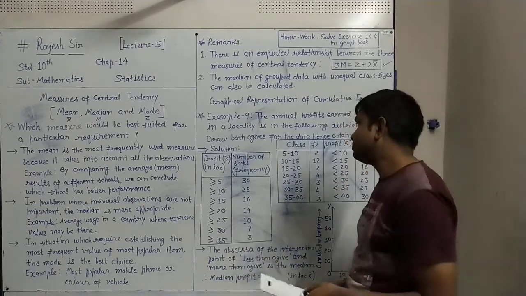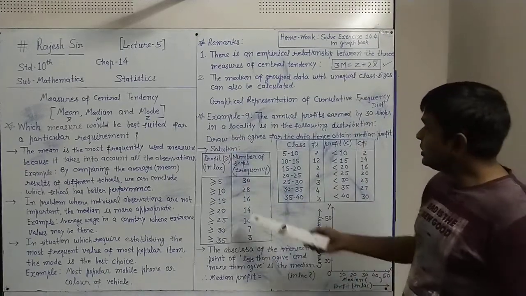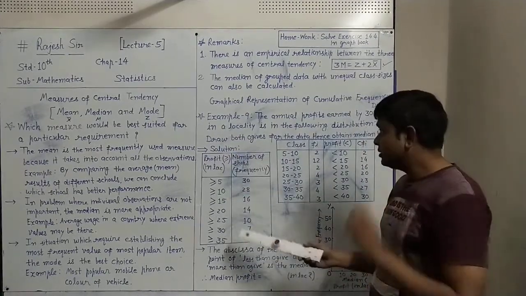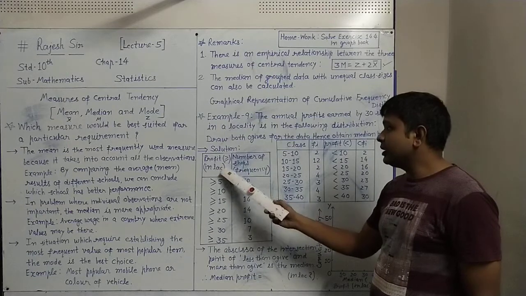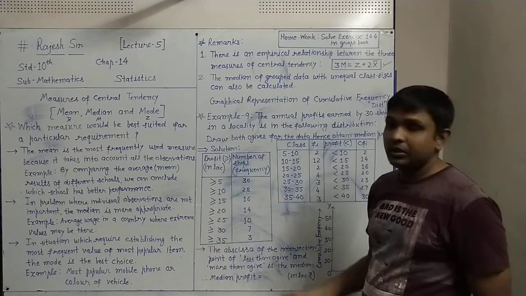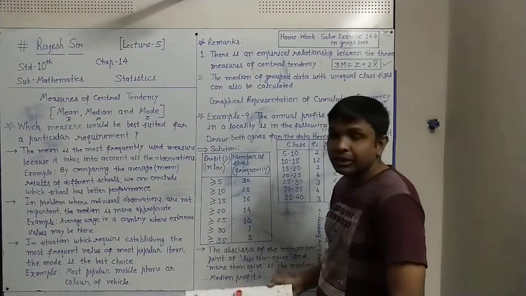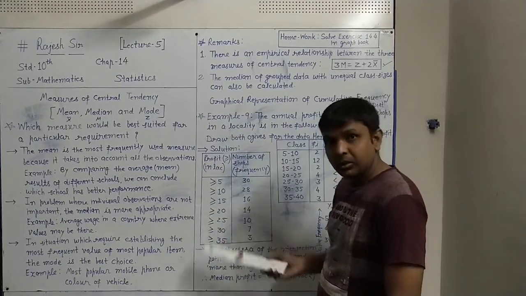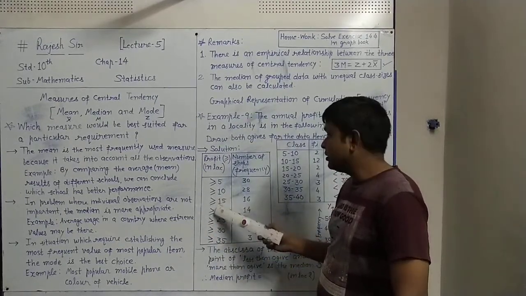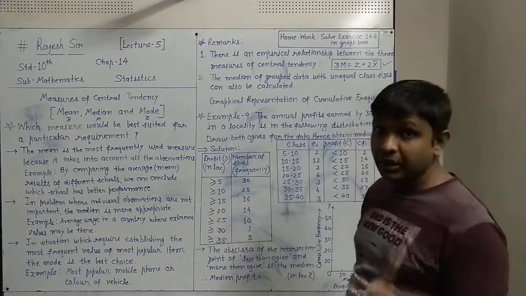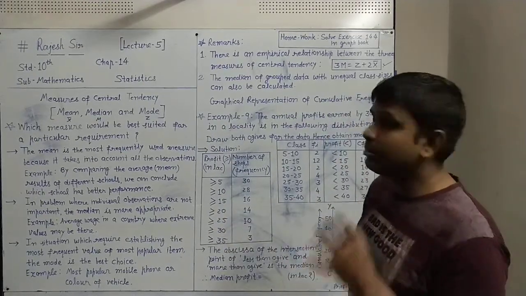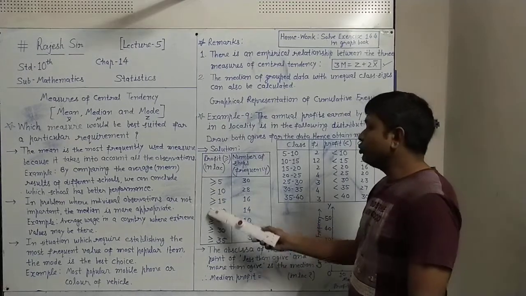How to find the median by drawing both types of ogives, we are going to see in this question. So the solution: this is the question actually given, in which profit is given in greater than or equal to form. That is called more than type frequency distribution. Which type of frequency distribution is given in the question? More than type is given, because more than is given.